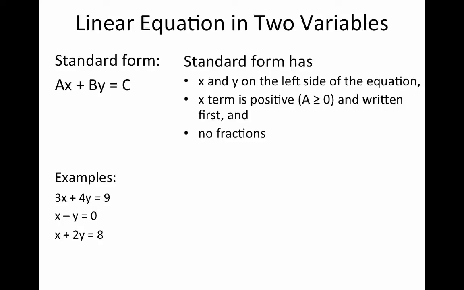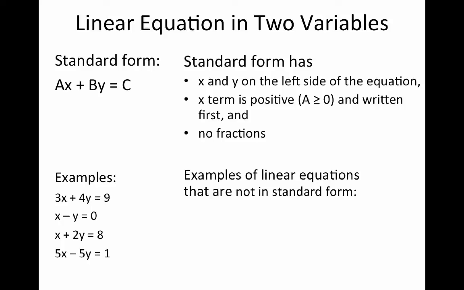x plus 2y is equal to 8. Both x and y are on the left. x is positive, and there are no fractions. And 5x minus 5y is equal to 1. The x and y terms are on the left. The x term is positive, and there are no fractions.